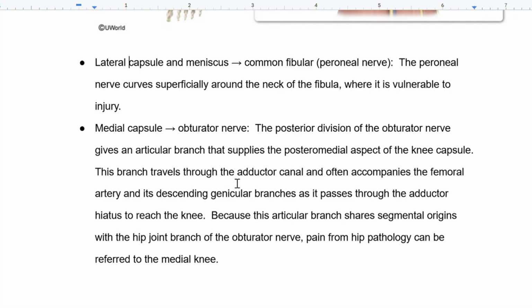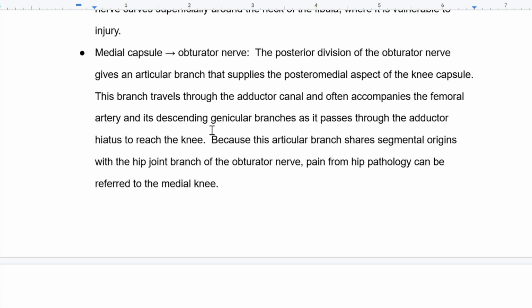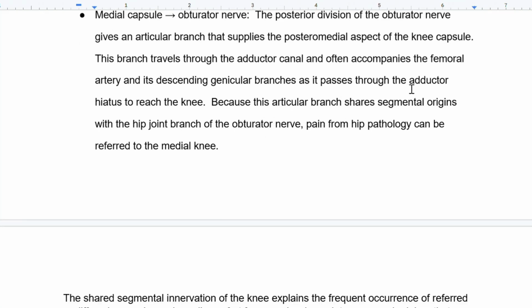This branch travels through the adductor canal and often accompanies the femoral artery and its descending genicular branches as it passes through the adductor hiatus to reach the knee. Because this articular branch shares segmental origins with the hip joint branch of the obturator nerve, pain from hip pathology can be referred to the medial knee.